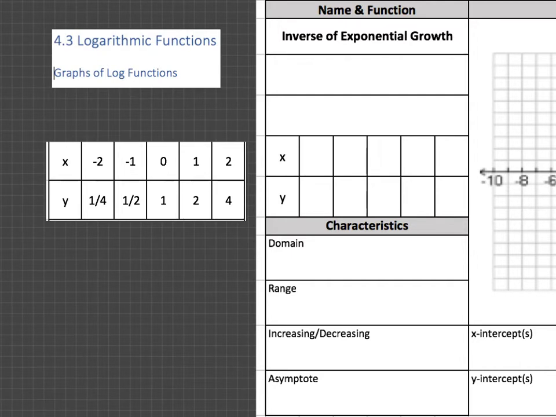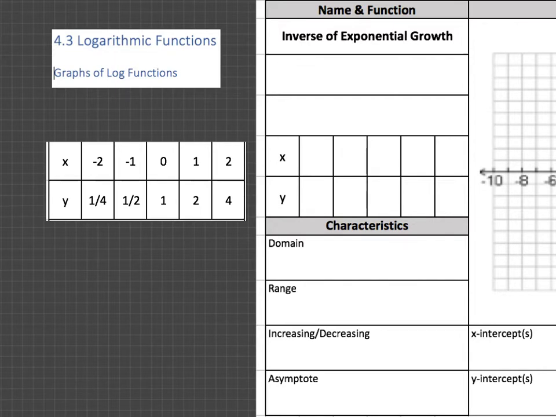So I have here the function 2 to the x that we graphed last time. I've got the x values and corresponding y values for this function. And now we're going to take that and graph the inverse of this function. One thing that we learned when we talked about inverse functions is that we can reverse the domain and range for functions and their inverses.